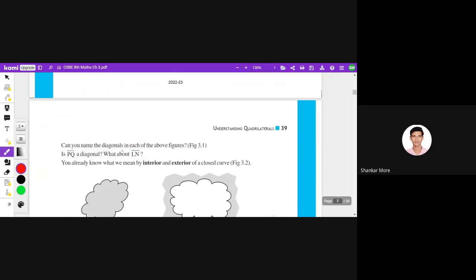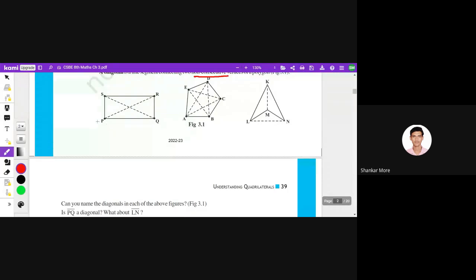So we have to answer a few of the questions here. Is PQ a diagonal? If you see PQ, it is not a diagonal because it is connecting two consecutive points, so that does not come under the definition of a quadrilateral diagonal. And what about the next one? LN. LN is a diagonal, right?